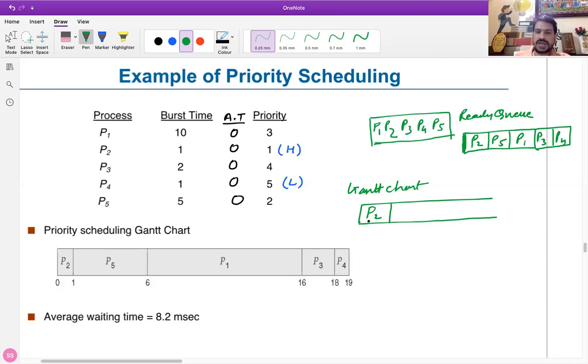So P2 is the highest priority with 1. It will be there at time t0 because all the processes are available at time t0. Because the burst time is 1, it will execute up to 1. P2 is over, then P5 will get into the CPU and execute. P5's burst time brings it up to 6. Now after that, P5 is finished, P1 will come into the system. P1 has the burst time, let's say 10, so it will execute up to 16.